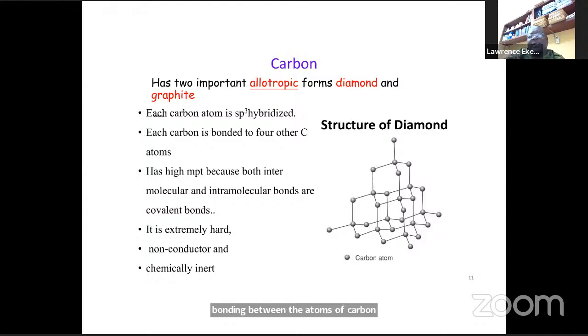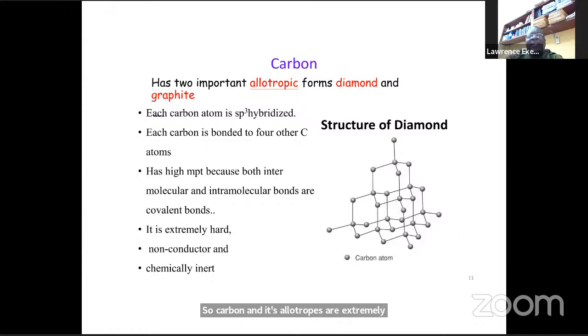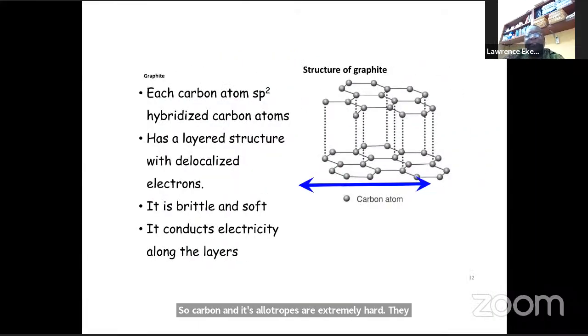Which is as a result of the covalent bonds. And because of that, they have a very high boiling point. They are extremely hard. They are not conductors and they are chemically inert. So diamond is extremely hard, a non-conductor, and chemically inert.